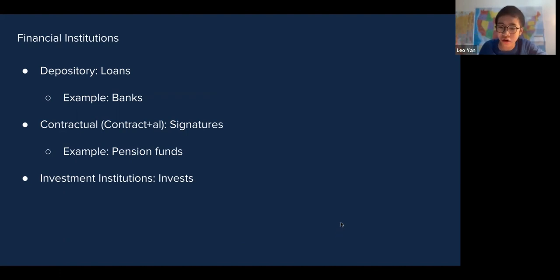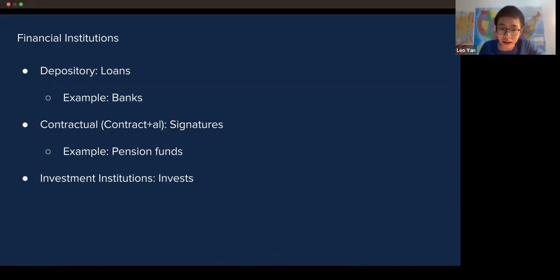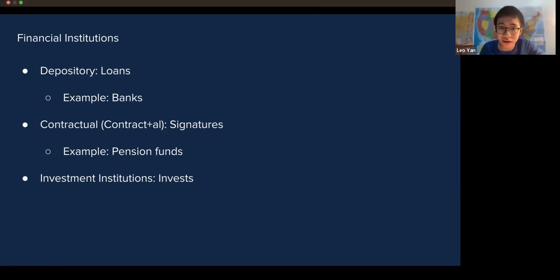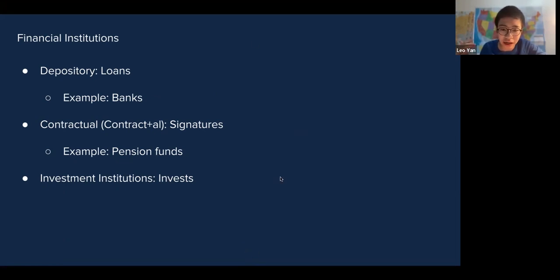So it's any institution that lends you money and or has the capacity to lend you money. So an example would be a bank, of course, because banks can lend you money, but that's not the only example. There are other examples of institutions that are able to loan you money if you need so.